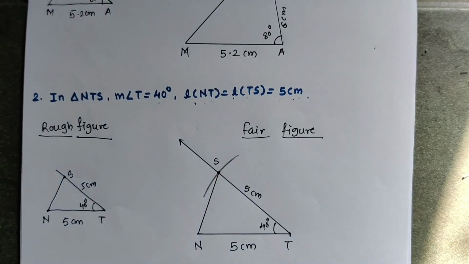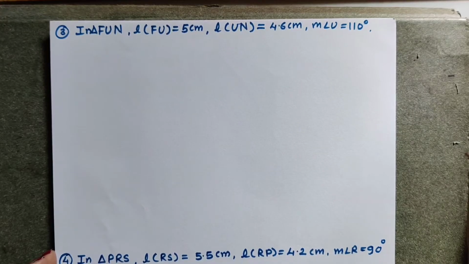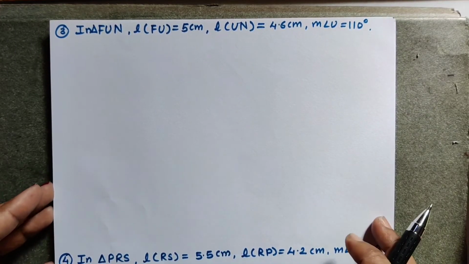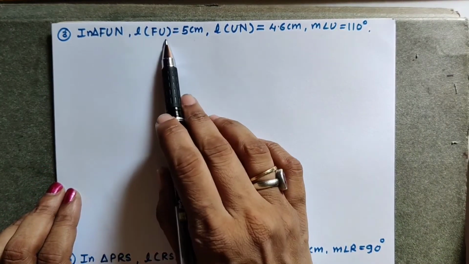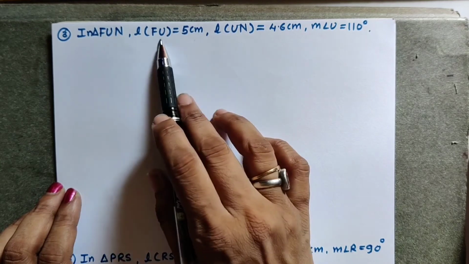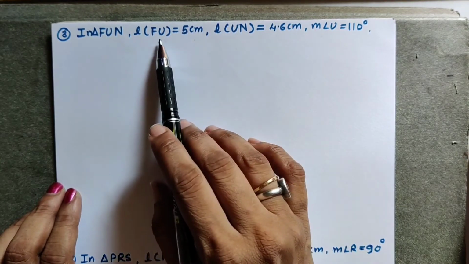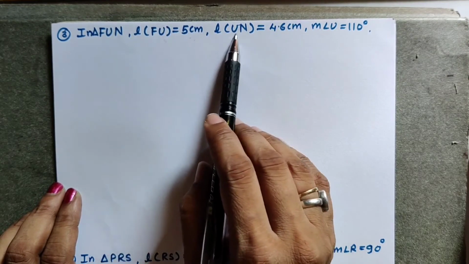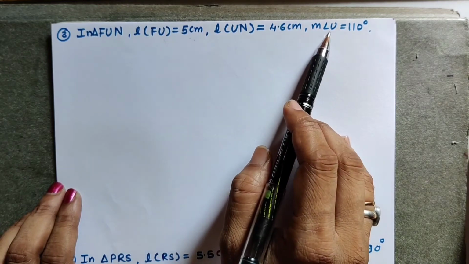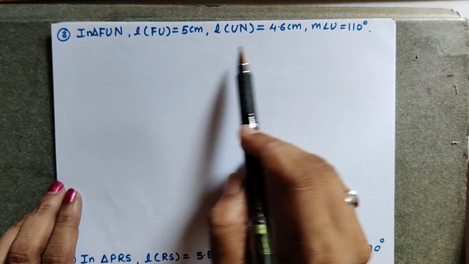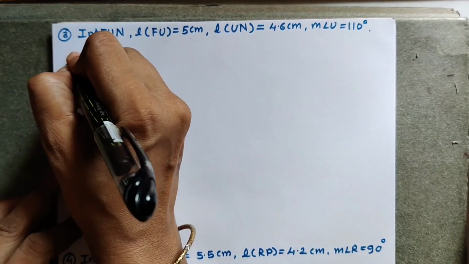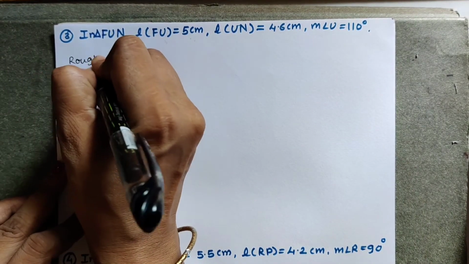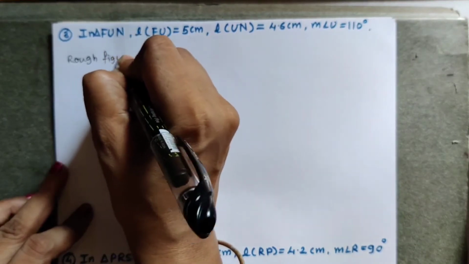In this way triangle NTS can be drawn. Third question, in triangle FUN, FU is 5, UN is 4.6. So again we can see U is the common vertex between these two sides. So FU is 5 cm, UN is 4.6, and measure of angle U is 110. So we can take any one of these sides as the base side. So let us draw a figure first.